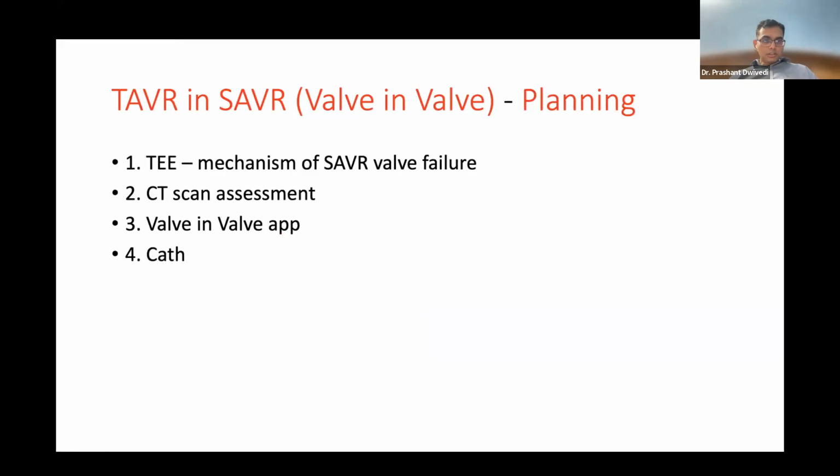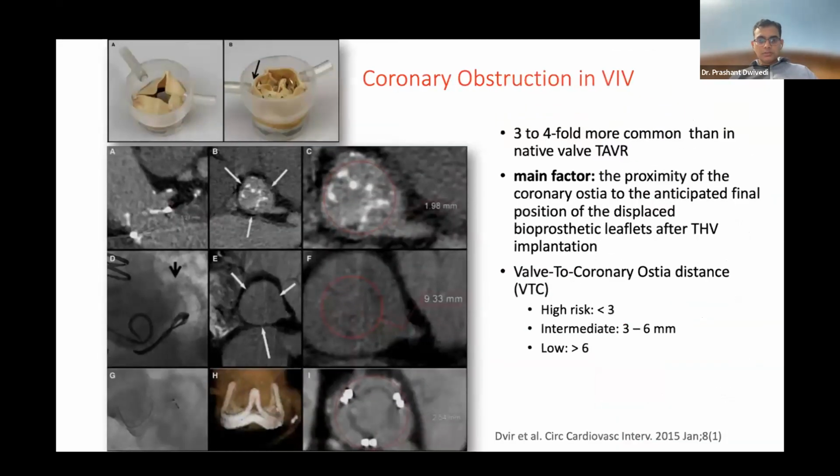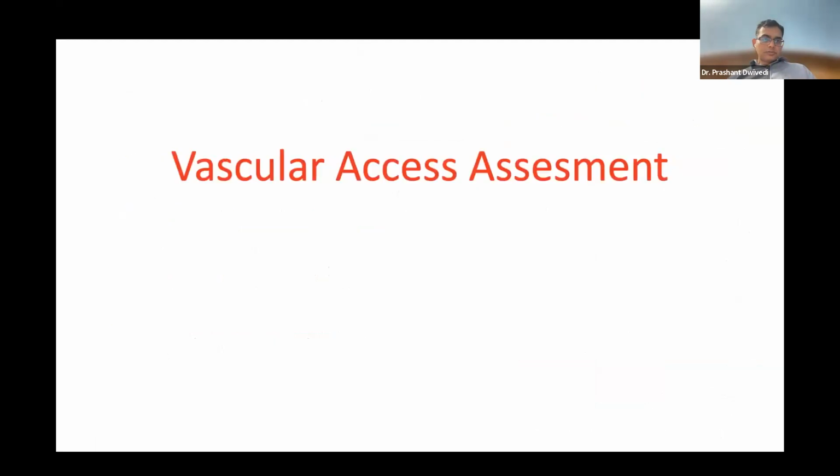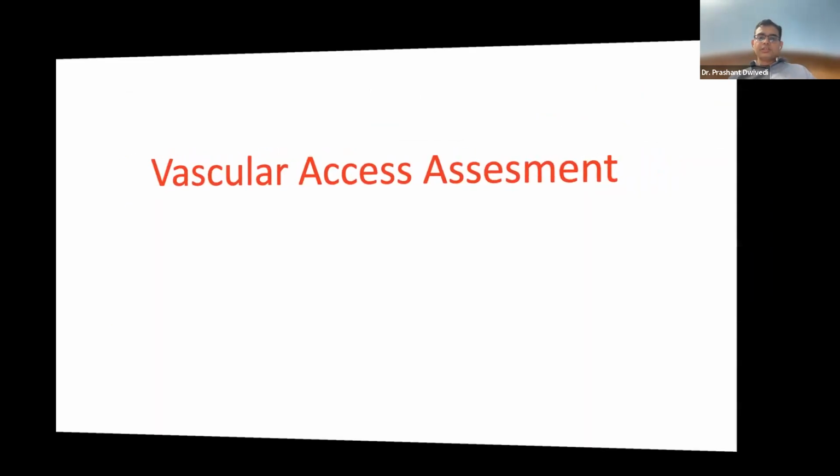Then I'm not going to cover TAVR in SAVR because it's already been covered. So only one point about TAVR in SAVR. Whenever we are putting another TAVR valve inside a prior surgical aortic valve, we need to understand the risk of coronary obstruction. So we need to measure the valve to coronary ostia distance. If the valve to coronary ostia distance is more than 6 millimeters, the chances of coronary obstruction will be less. But if it's less than 3, then there will be a high risk of coronary obstruction, especially in valve-in-valve TAVR.